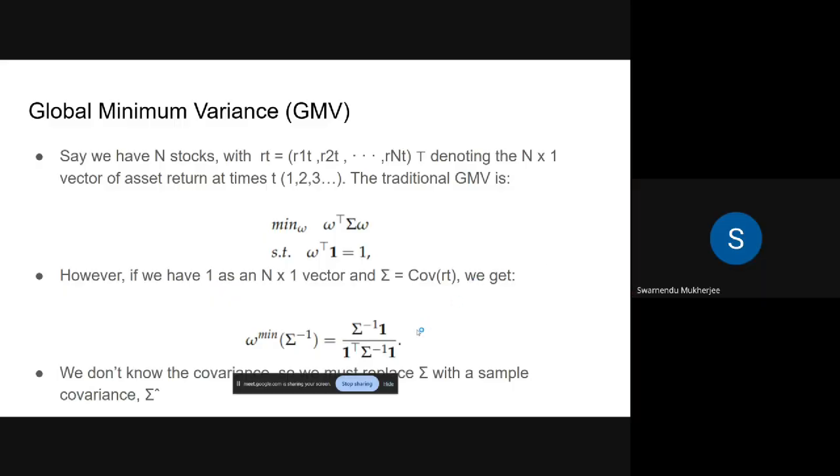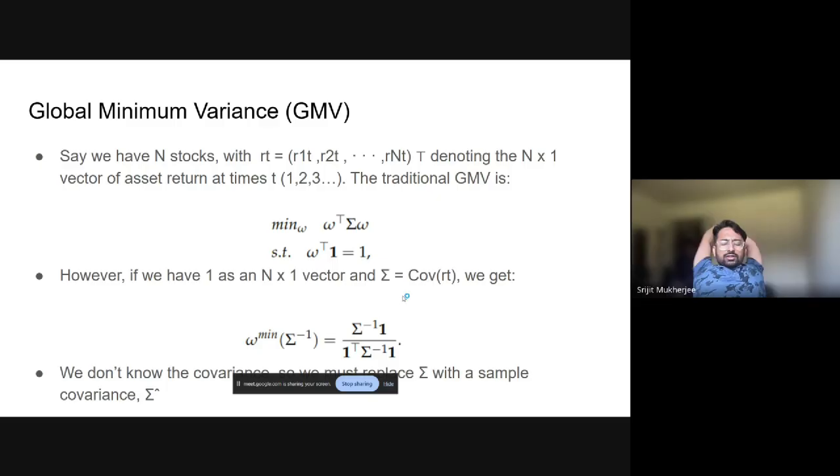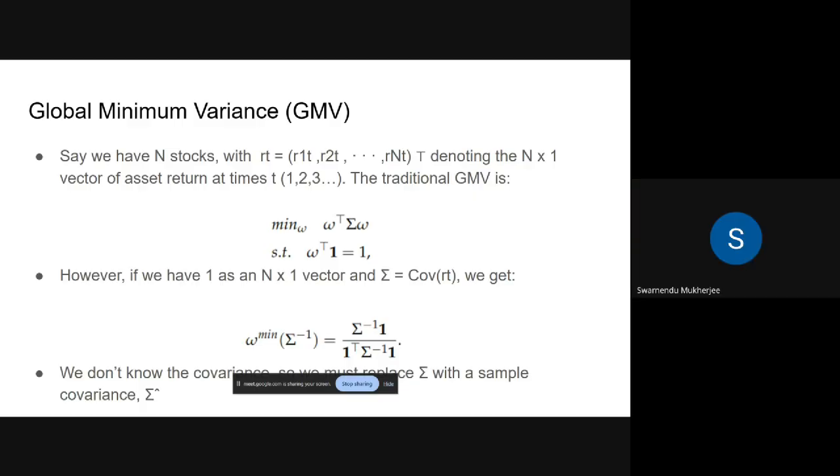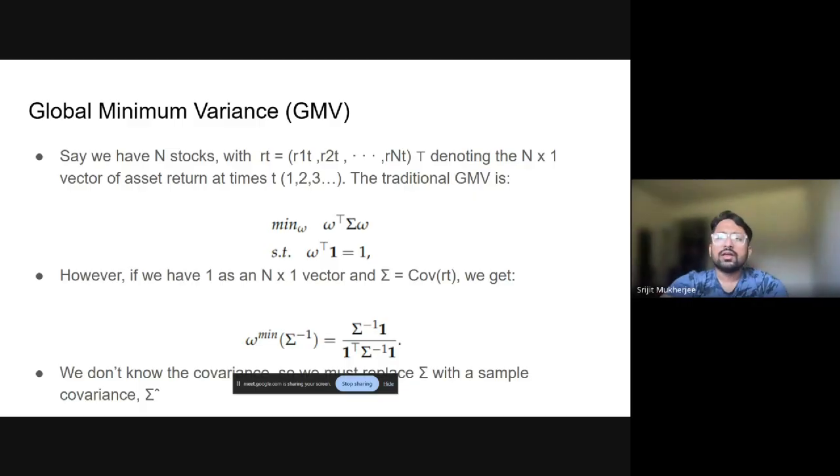So we don't know the covariance matrix, so we have to replace the sigma with the sample covariance. I know the slide doesn't show it with the replaced covariance. There wasn't enough space on the slide. No, it's okay. But I hope all of you know how the replacement comes, right? How do you find the sample covariance?